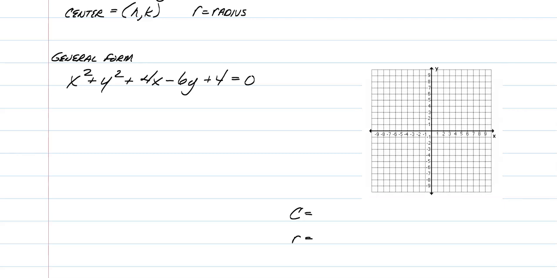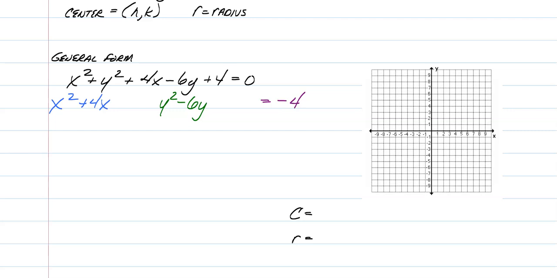So how do we do this? Well, back in the day, you learned how to complete the square. What you have to do first, though, is rearrange this so you get your x's together, your y's together, and your constants on the other side of the equal sign. So we're going to do that first. We have x squared plus 4x, and then y squared minus 6y, and then we're going to have that equal to negative 4. Again, get your x's together, get your y's together, and then put your constant on the other side.